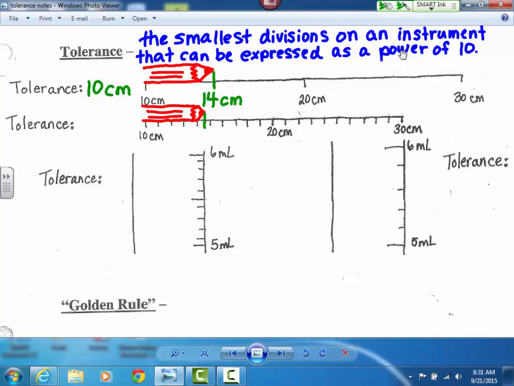1. It does count by ones. 10, 11, 12, 13, 14, 15, 16, 17, 18, 19, 20. This counts by ones. Was 1 on our list as a power of 10? Yes. So the tolerance for this ruler is 1 centimeter. What would you say the measurement was? If you had to estimate, what's that measurement? 10, 11, 12, 13, 14. It's above 14, but below 15. So what would you say?